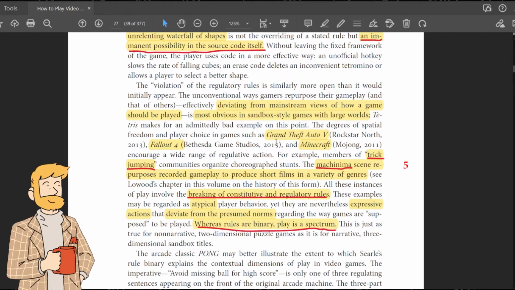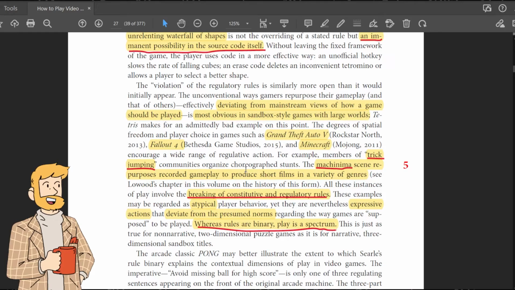Nohr admits that these kinds of practices are more common in open-world sandbox-style games like Grand Theft Auto V and Minecraft. But ultimately, Nohr writes, these examples may be regarded as atypical player behavior, yet they are nevertheless expressive actions that deviate from the presumed norms regarding the way games are supposed to be played.